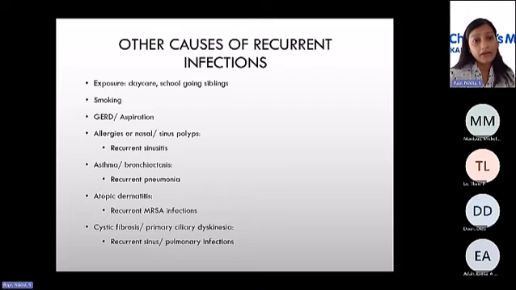Of course, some of the other causes include atopy. So atopic diseases, so having allergic rhinitis and other anatomical issues such as sinus polyps or nasal polyps can lead to a tendency of having more secretions, unable to clear those secretions, and then can have secondary infections. So having recurrent sinusitis can be related to that underlying comorbidity.